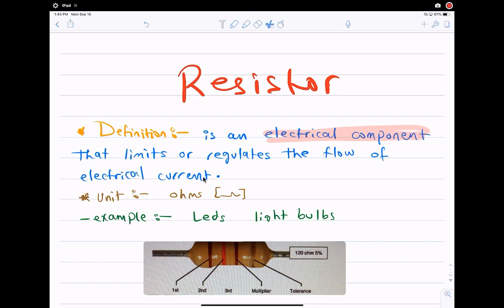Let's first define the electrical current. Electrical current is a bunch of electrons, normally we talk about millions of them, that would decide to flow in one direction. This is called electrical current.